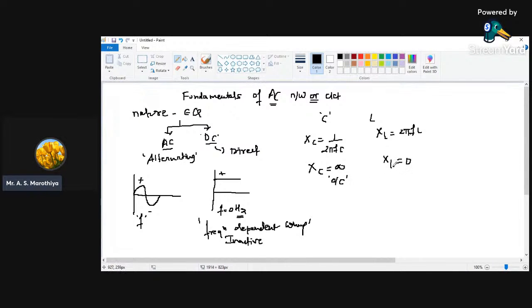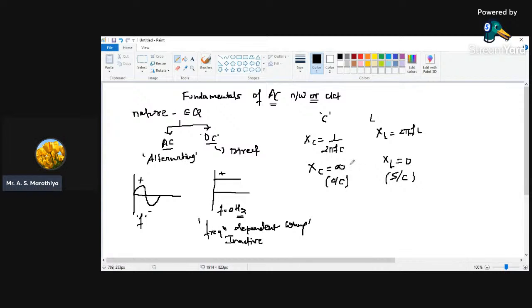Whereas in case of XL, the ohmic resistance is going to be 0. That means it is not going to offer any smallest possible value of resistance, and this is possible only when short circuit condition is applicable. Hence, this is very important and you have to remember this.